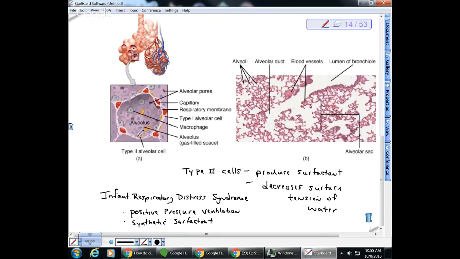The type 1 cells are simply the cells that make up the alveoli. So the type 1 cells are just the cells that make up that simple squamous epithelial tissue. The type 2 cells have a different structure. They are more cuboidal, they're not thin, right? And they're the yellow ones in here that are producing the surfactant.